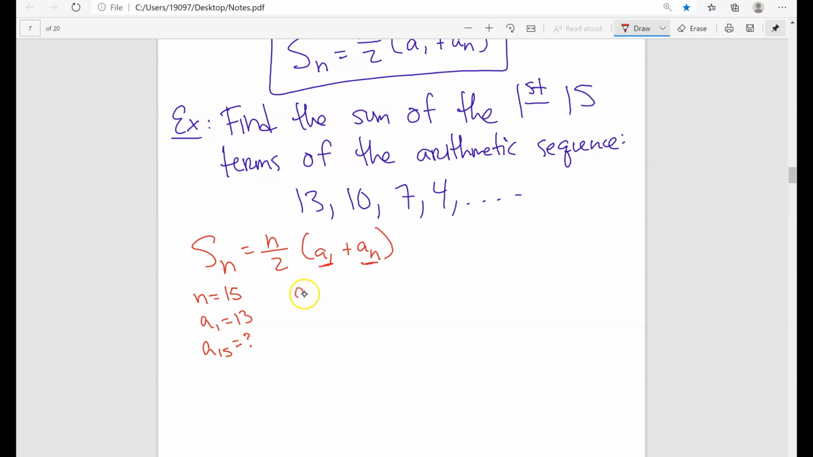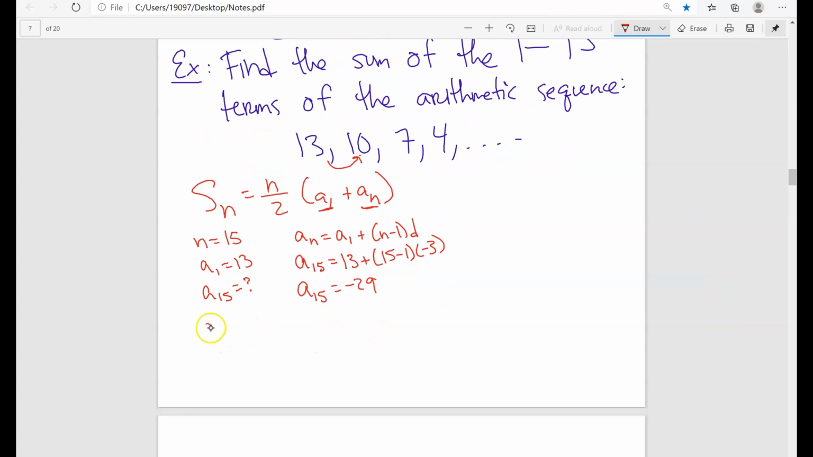And we know how to do that by using the general formula a sub n equals a1 plus n minus 1 times d. So to figure out the 15th term, a1 is 13 plus 15 minus 1 times d. So notice what is going to be the value of d. So if I take 10 minus 13, that gives me negative 3. So the value of d is going to be negative 3. So a15 is going to be 13 plus, that's going to give me 14 times negative 3, which is negative 29.